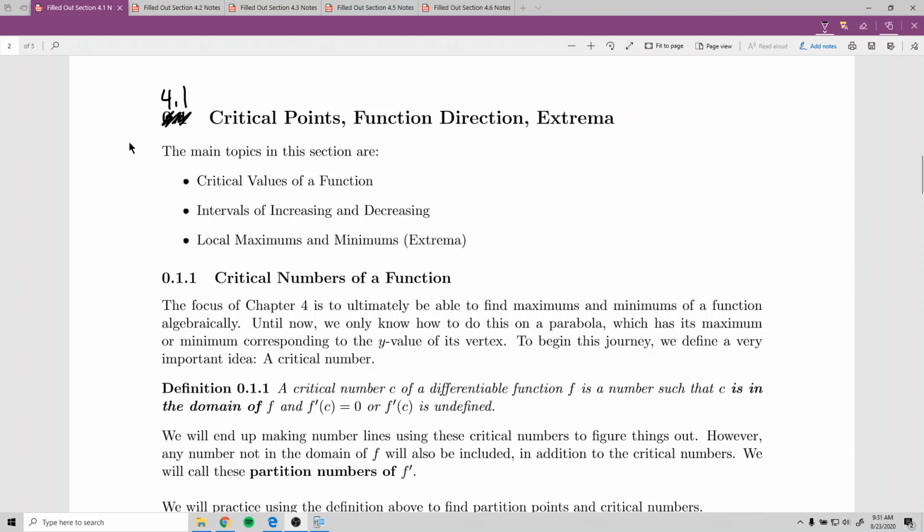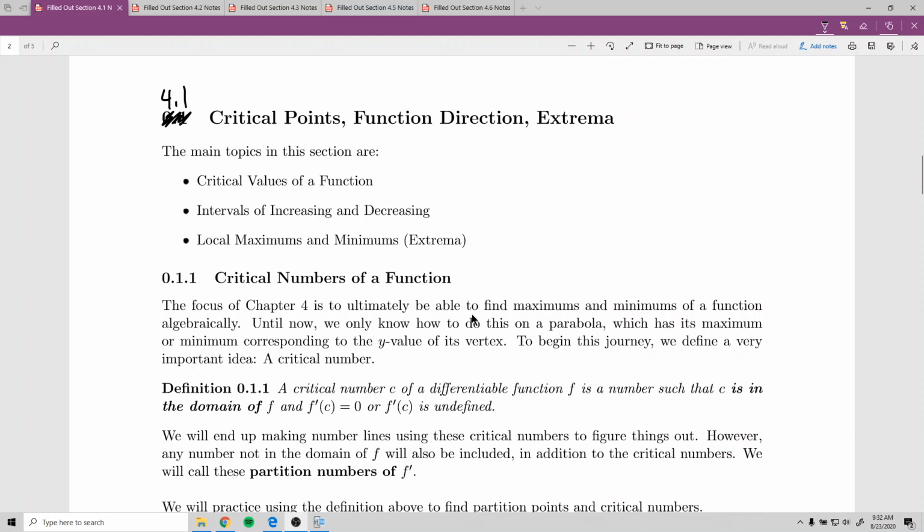This video will be on section 4.1, critical points, function direction, and extrema. So first we'll talk about critical values of a function and what they are, why they're going to be important. We'll see that they're related to figuring out where a function is increasing and decreasing, which you should be a little familiar with as far as if you're given a graph, but we'll review that very briefly. And then the last little section, also built on the previous sections, how we find local maximums and minimums. Maximums and minimums are referred to as extrema.